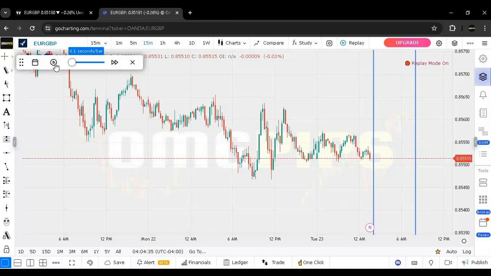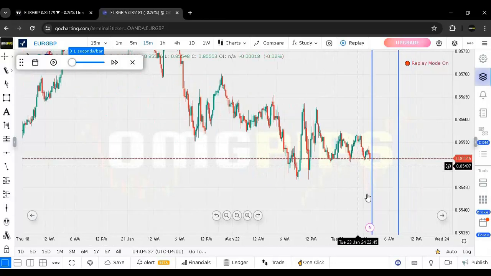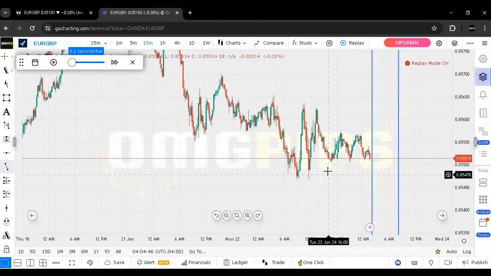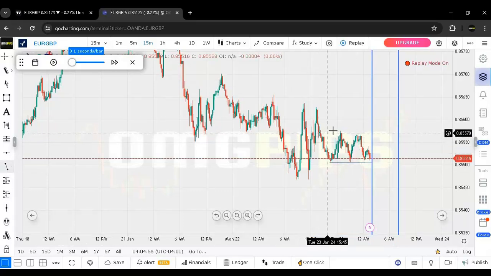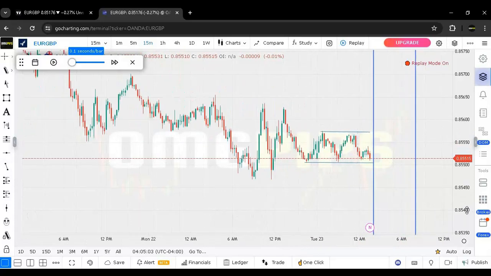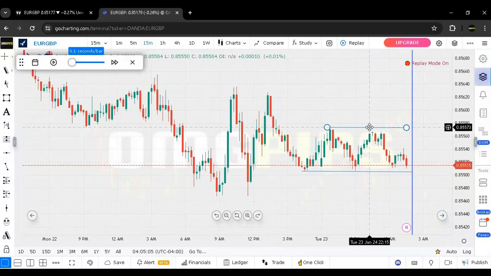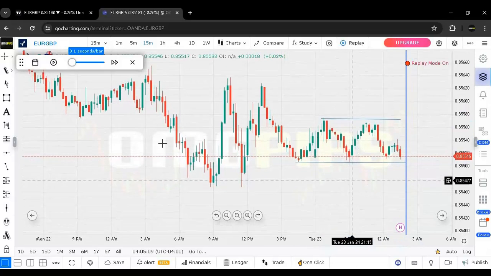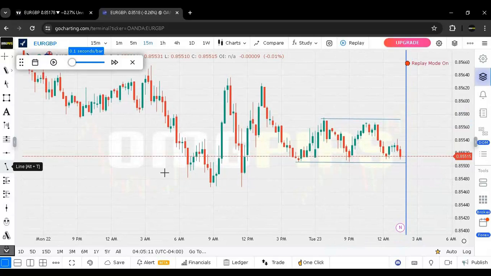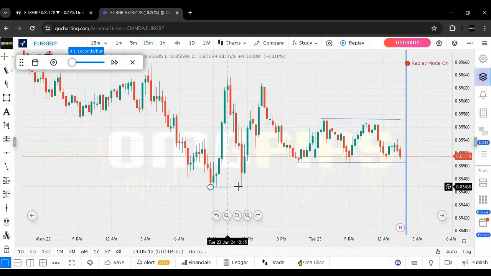Okay, cool. So as you can see, we are approaching London Open, and as I was saying about accumulation being consolidation, right? This is the Asian session, and price has been in a consolidation. This is what we refer to as accumulation. So after accumulation, we expect manipulation, right?